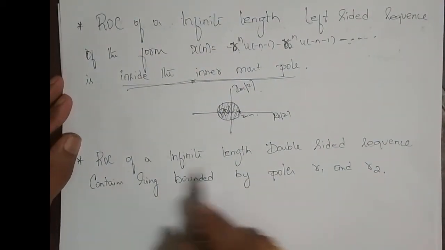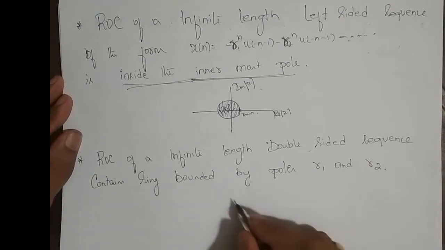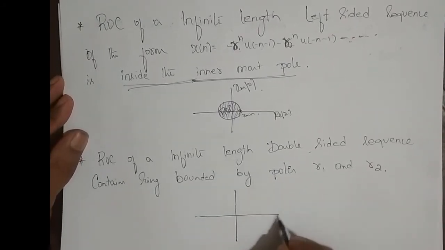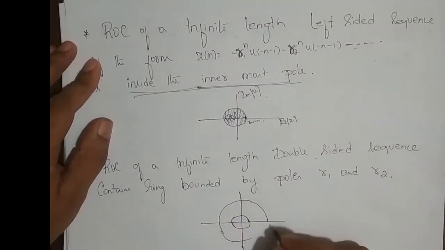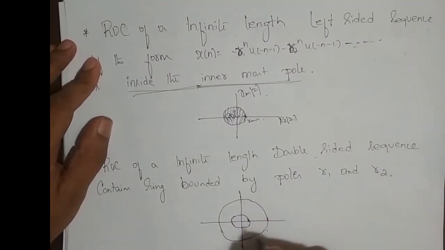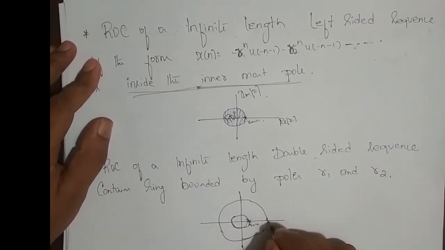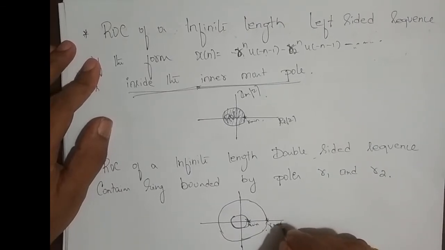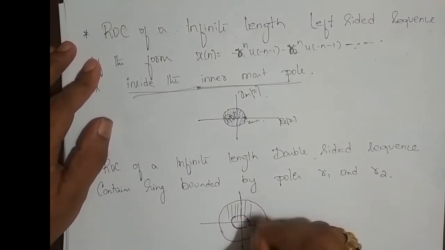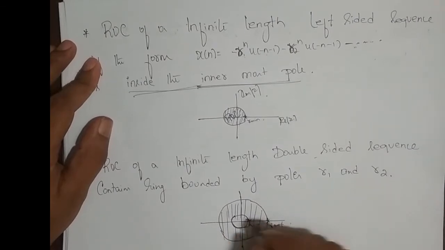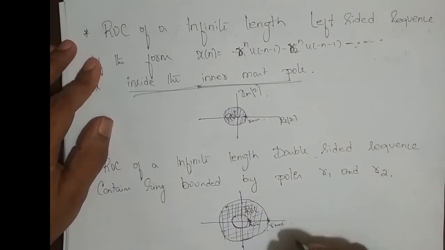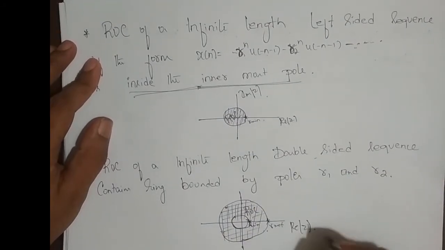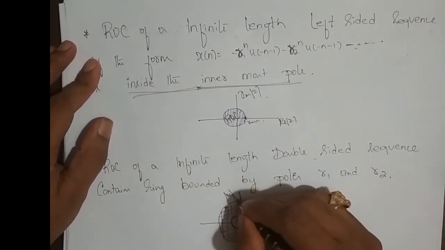Next, the ROC of an infinite length double-sided sequence is a combination of the first two. It is in between the innermost circle and outermost circle. Say this is my innermost circle with the pole R minimum, and this is the outermost circle with the pole R maximum. So ROC will be in between these two poles. So this will be the ROC. This is real part of Z and this is imaginary part of Z.